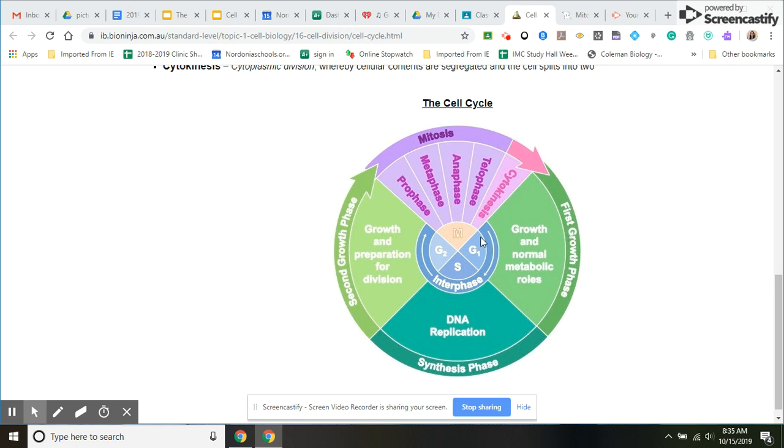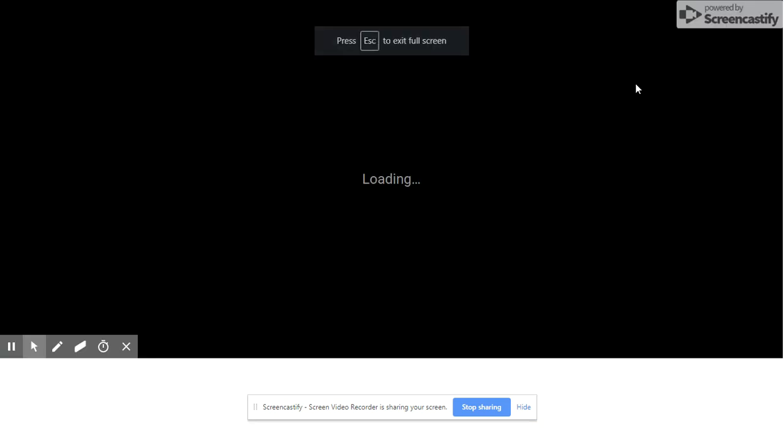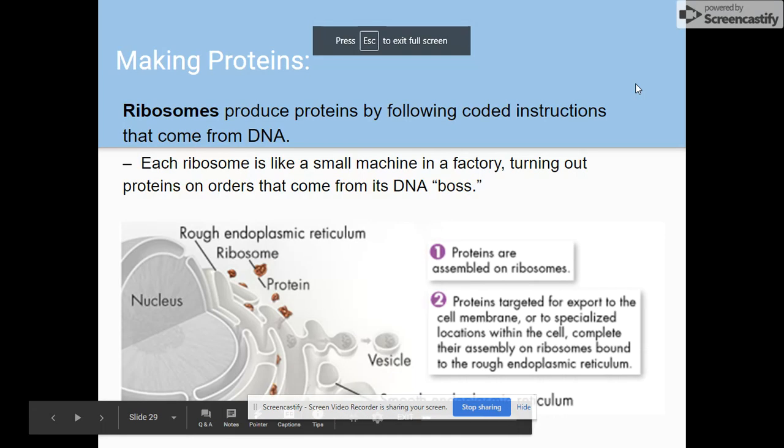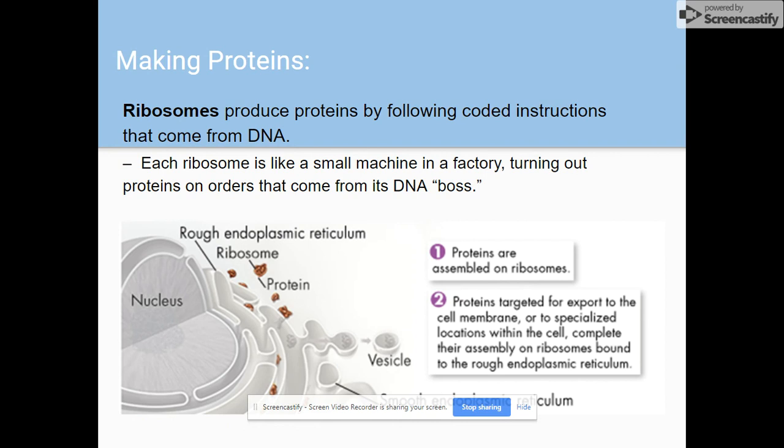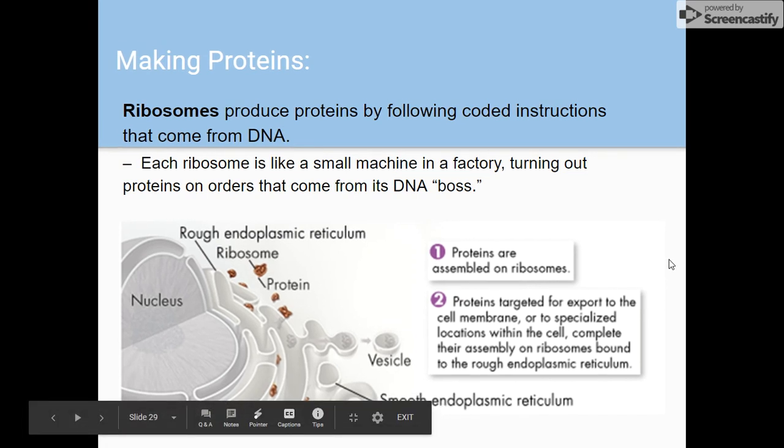It includes a phase that we refer to as G1. It's this growth and normal, it says metabolic roles. Well, those metabolic roles are building proteins. So if we look at building proteins, the very first part is that we get instructions from the DNA in the nucleus on how to make those proteins. The ribosomes are going to decode that information and they're going to be able to actually create those proteins.